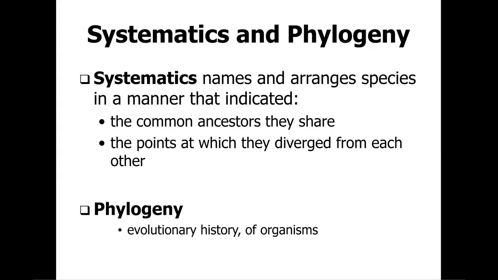So with Linnaean classification involving placing organisms within groups as a function of their apparent similarity with each other, the modern incarnation of Darwin's vision of classification is going to be called systematics. And that's going to be more of a broader goal, the reconstruction of phylogeny, or the evolutionary history of organisms. That is, through systematics of all species, even extinct species are going to be named and arranged in a manner that indicates the common ancestors that they share and the points at which they start to diverge and change.